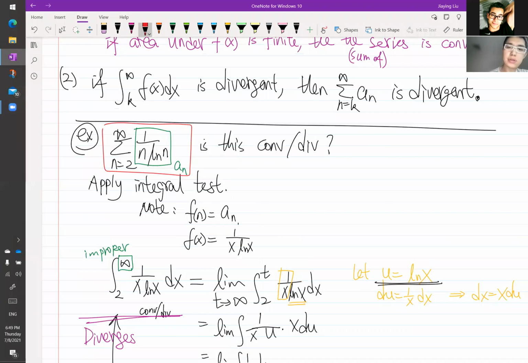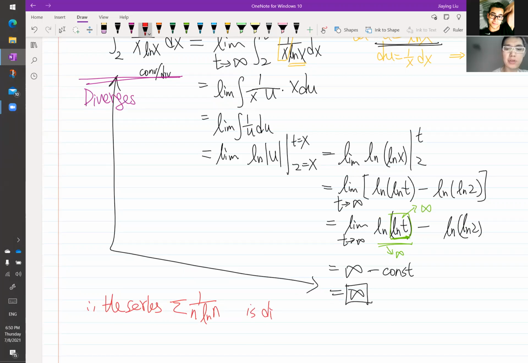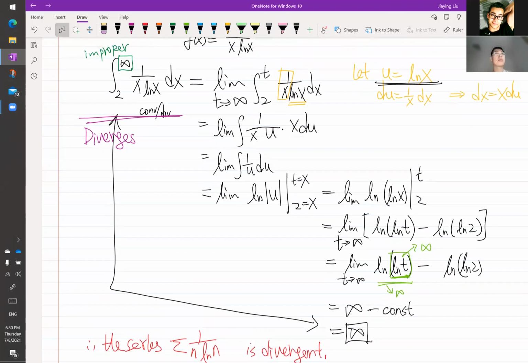Therefore, the series 1 over n natural log of n is divergent. That's how the integral test works. You take the an, you write down the f of x, then you take the integral of f of x to see if it's convergent or divergent, and then sort of going back to the series, try to make a conclusion from there. Any questions on this?